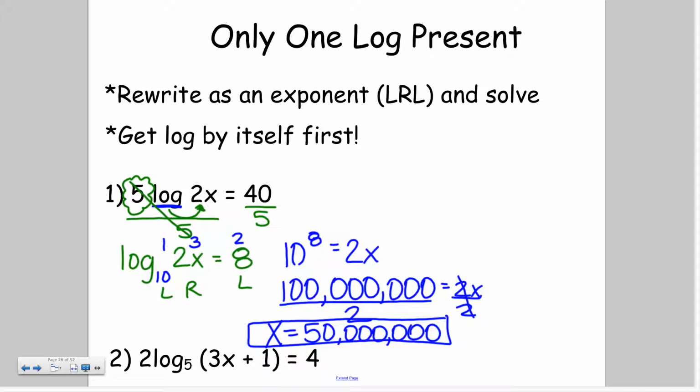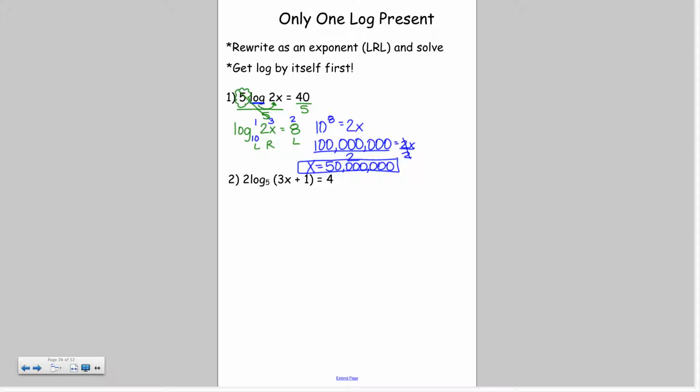All right. So when we're doing a log on both sides, we can just make sure the logs match and then cancel them out. But when we are doing a log on one side, we've got to rewrite it. First, we've got to make sure that log's by itself. All right, so if we look at this one, there's something in front of it, so we've got to get rid of it first. So it's being multiplied, so we're going to divide. That's going to leave us with log base 5 of 3x plus 1 is equal to 4 divided by 2 is 2. Now we can do left, right, left, or 1, 3, 2, whichever way you like to do it.